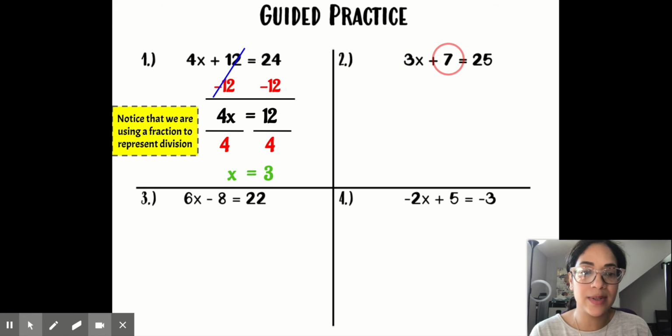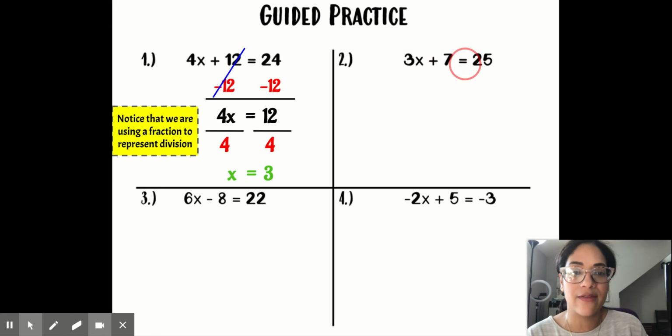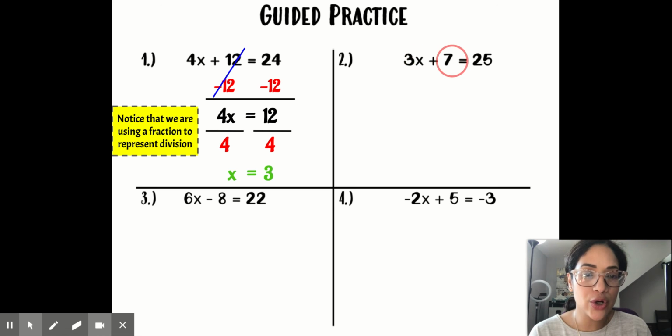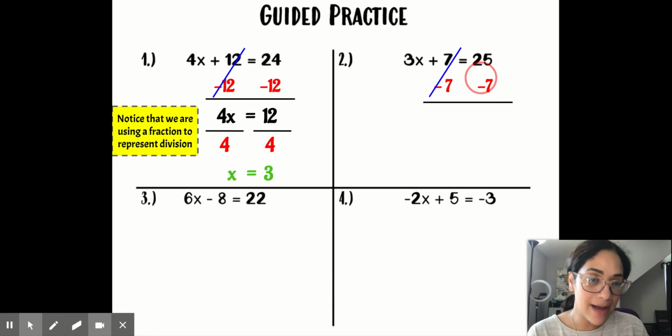I have 3x plus 7 equals 25. Think about which term is your constant term, the 3x or the 7. The 7 is your constant because it's by itself. So we have to do the inverse, the opposite. The inverse of adding 7 is subtracting 7. Notice how I'm doing it on both sides of my equal sign. 7 minus 7 is 0, and I can go ahead and bring down my 3x. And then 25 minus 7 is going to give me 18.